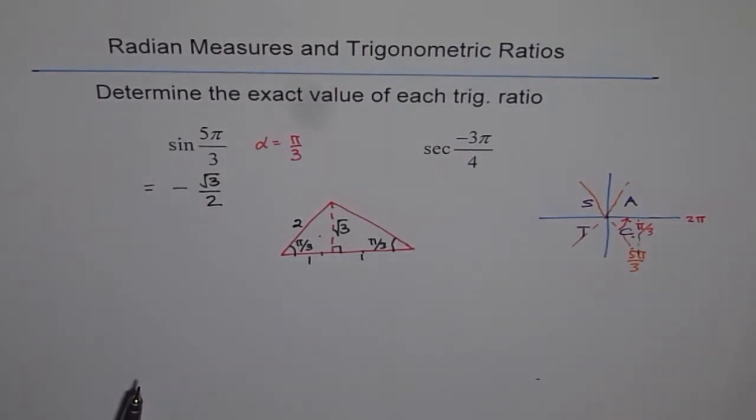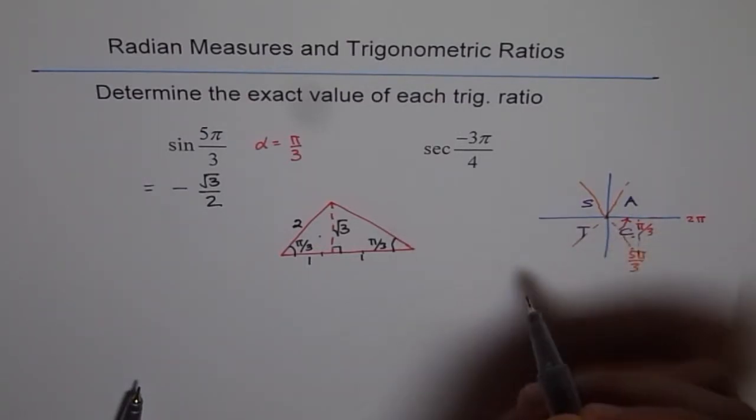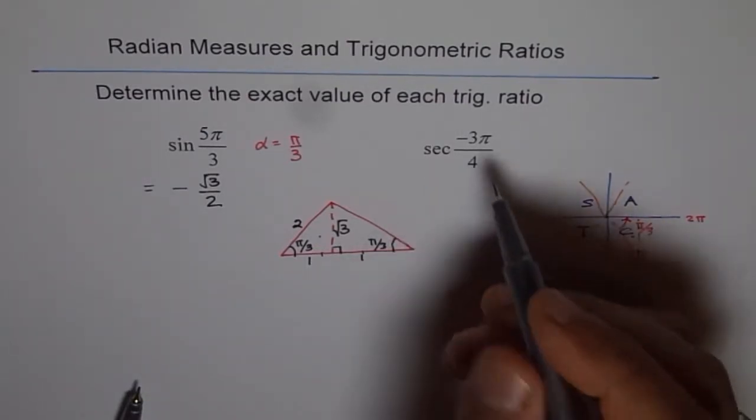Okay, I hope you understand and appreciate the method which I have just taught you. Now let's do secant of minus 3 pi by 4. Okay, we can make another triangle for this. I mean coordinate system.